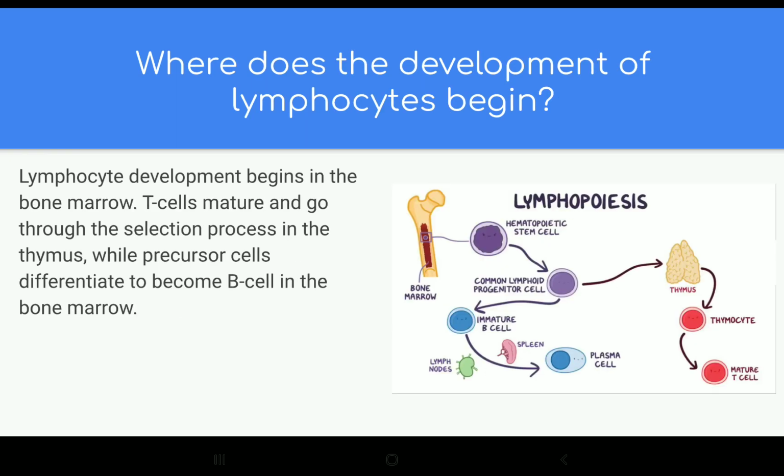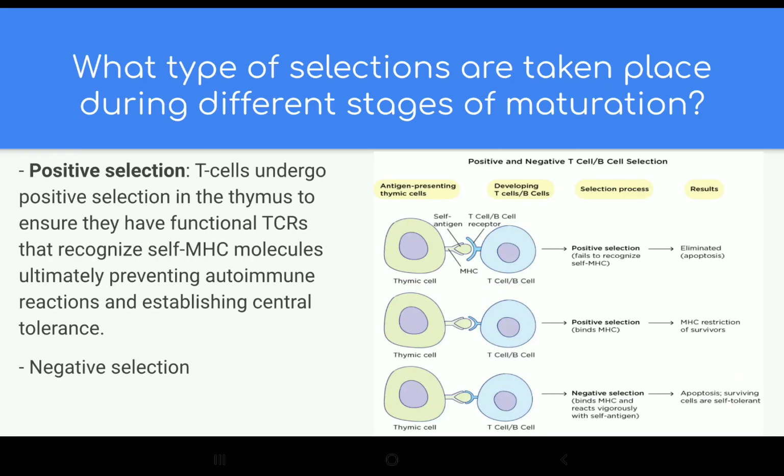Now, where does the development of lymphocytes begin? Now, transferring over to primary lymphoid organs, which consist of the thymus and bone marrow. This is where lymphocyte development begins. More so, while T cells go through maturation and selection processes in the thymus, precursor cells differentiate to become B cells in the bone marrow. To prepare lymphocytes for their roles in the immune system, these processes also provide them with the receptors and functionalities they need to identify and react to antigens.